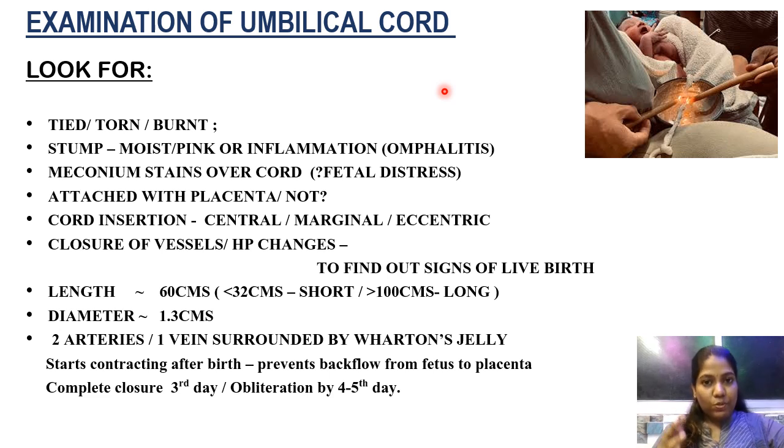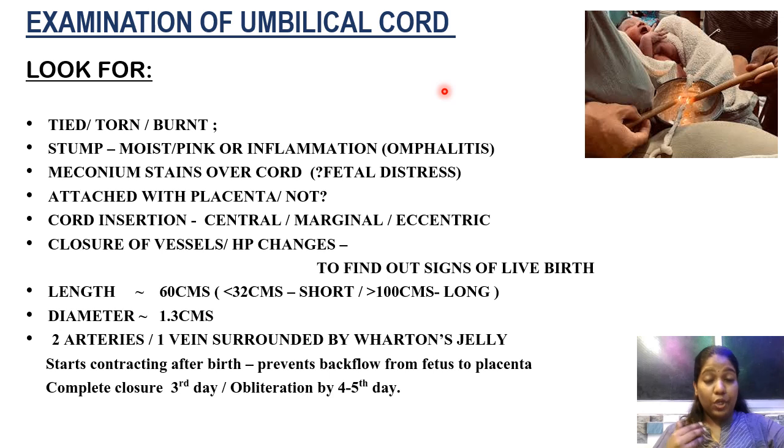whether the cord is attached with placenta or not, the cord insertion is at center or marginal or eccentric, and after delivery is there closure of vessels, and we can send it for histopathological examination to find out the signs of live birth. Usually the normal length of the umbilical cord will be around 60 centimeter.